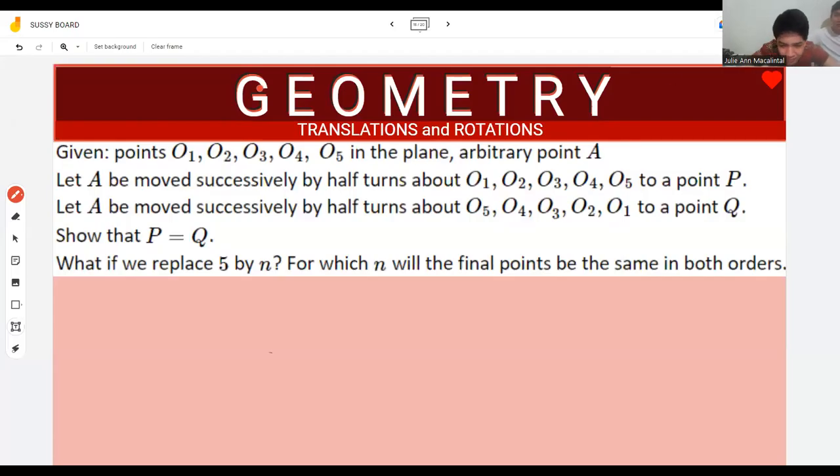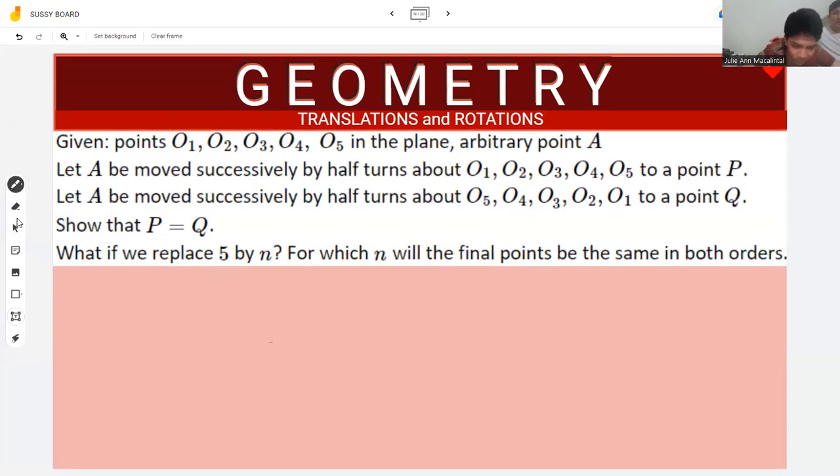And solve this problem in geometry. For those watching, you can pause first and then give it a try to solve this problem. Translations and rotations.